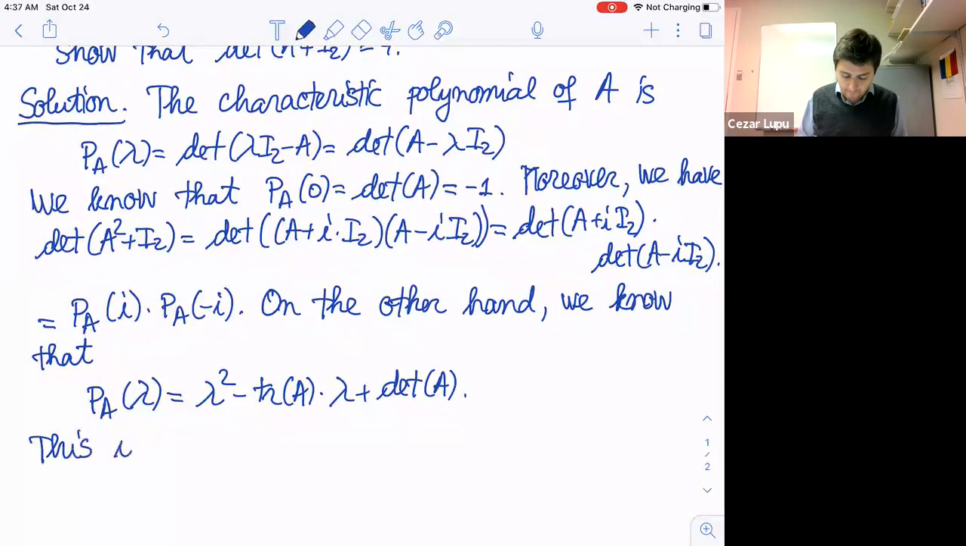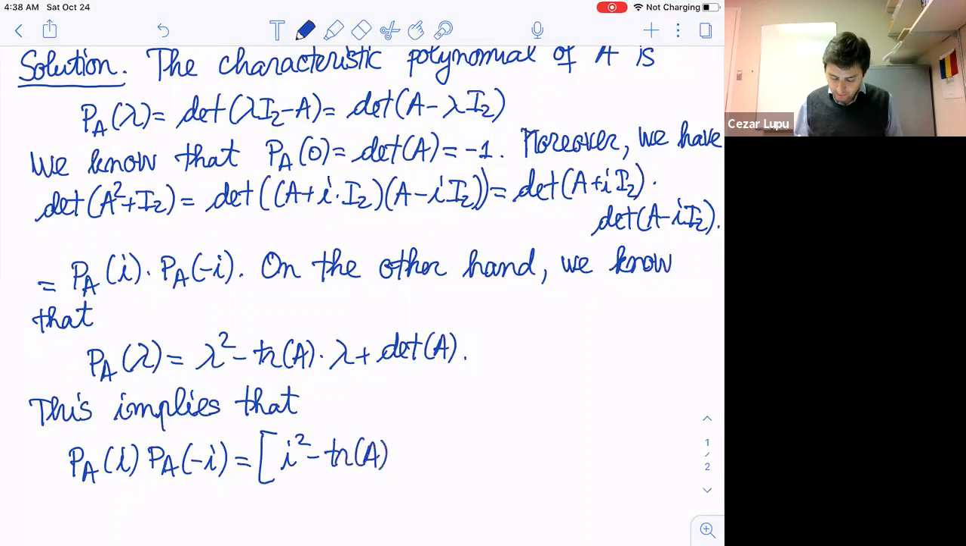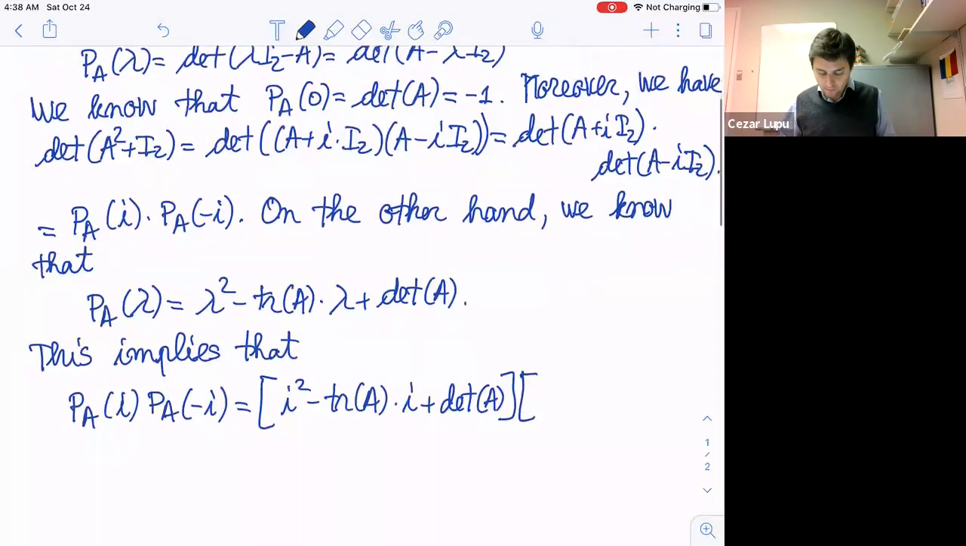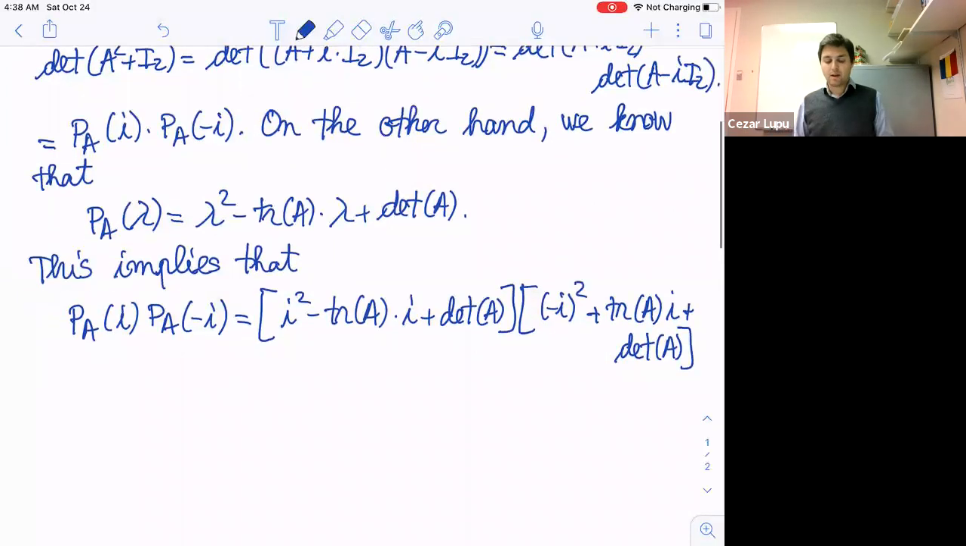This implies that P_A evaluated at I, where I is the imaginary number, I squared is -1, times P_A evaluated at negative I, is nothing else than I squared minus trace of A times I plus the determinant of A, times negative I squared plus trace of A times I plus the determinant of A. We have to show that the product of this eventually will be greater or equal than 4. But anyway, let's do the computations here.